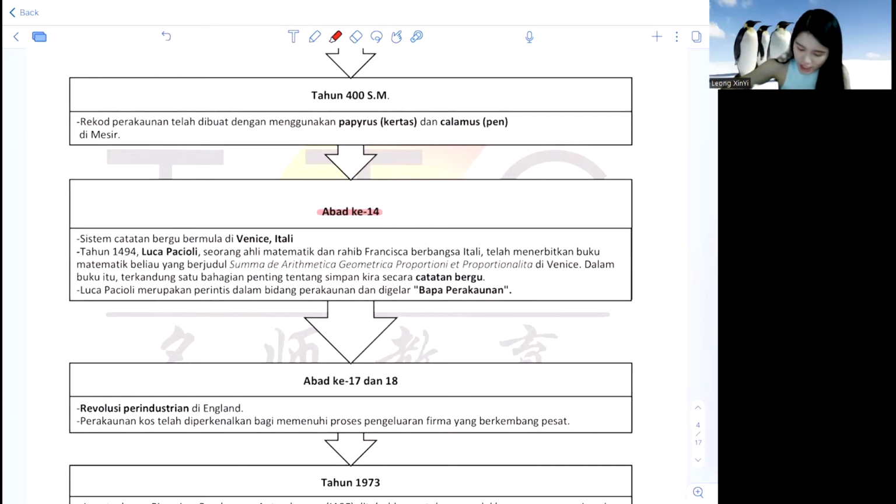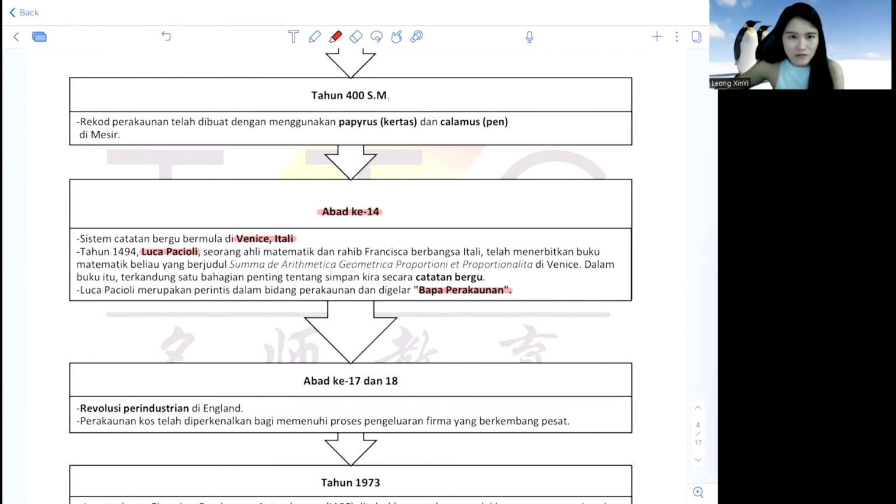based on here, which is number 1, the location. When did Sistem Catatan Bergu begin at? It was beginning at Venice, Italy. This is the location. And second, who is the person that created the Sistem Catatan Bergu? The person is Luca Pacioli. That is his real name. We call Luca Pacioli as a certain name. Okay, title. It's Bapak Perakaunan. So these things that I've highlighted is what they're going to come out in exam, okay? So Venice, Italy, Luca Pacioli, Bapak Perakaunan.